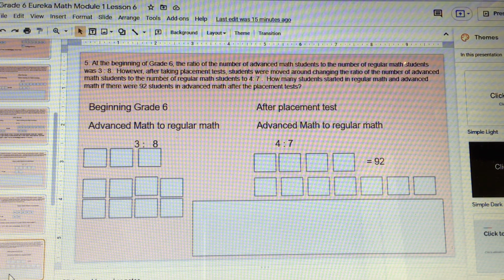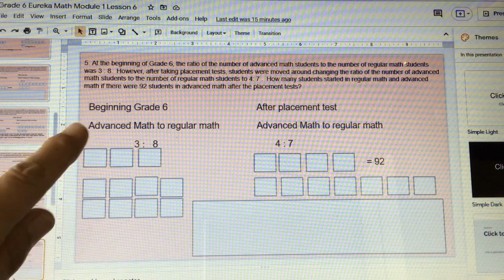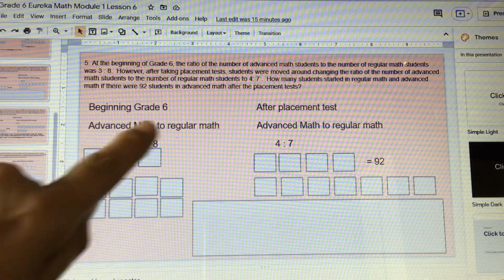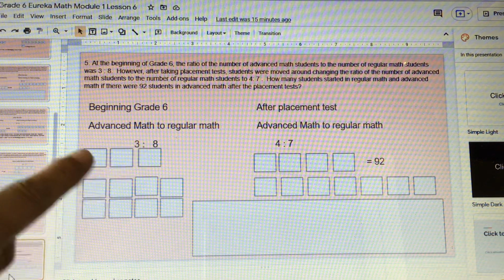All right, at the beginning of grade 6, the ratio of the number of advanced math students to the number of regular math students was 3 to 8. However, after taking some tests, the students were moved around, changing the ratio of the number of advanced math students to the number of regular math students to 4 to 7. How many students started in regular math and advanced math if there were 92 students in advanced math after the placement test? Okay, so again, beginning grade 6, advanced math to regular math was 3 to 8.